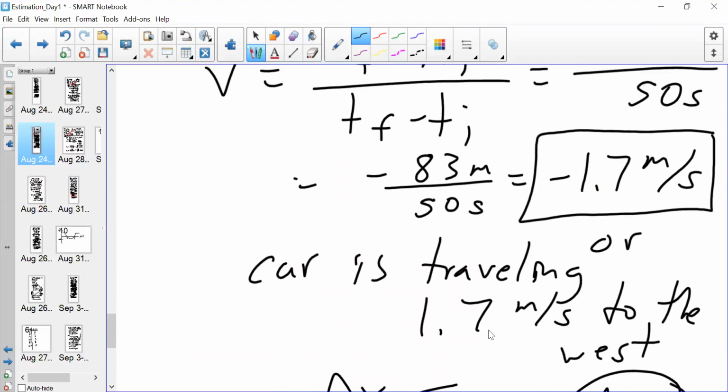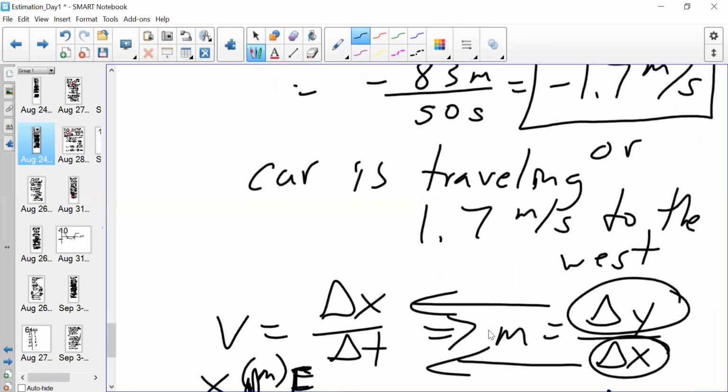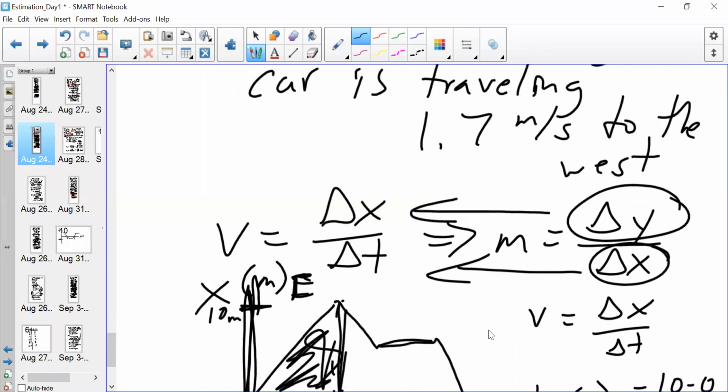Negative 1.7 meters per second, or the car is traveling 1.7 meters per second to the west. So mention there. All right, here's the fun stuff. Velocity, delta x over delta t. This is exactly the physical analog of your slope equation that you've seen forever. It's all a slope. That's all it is.